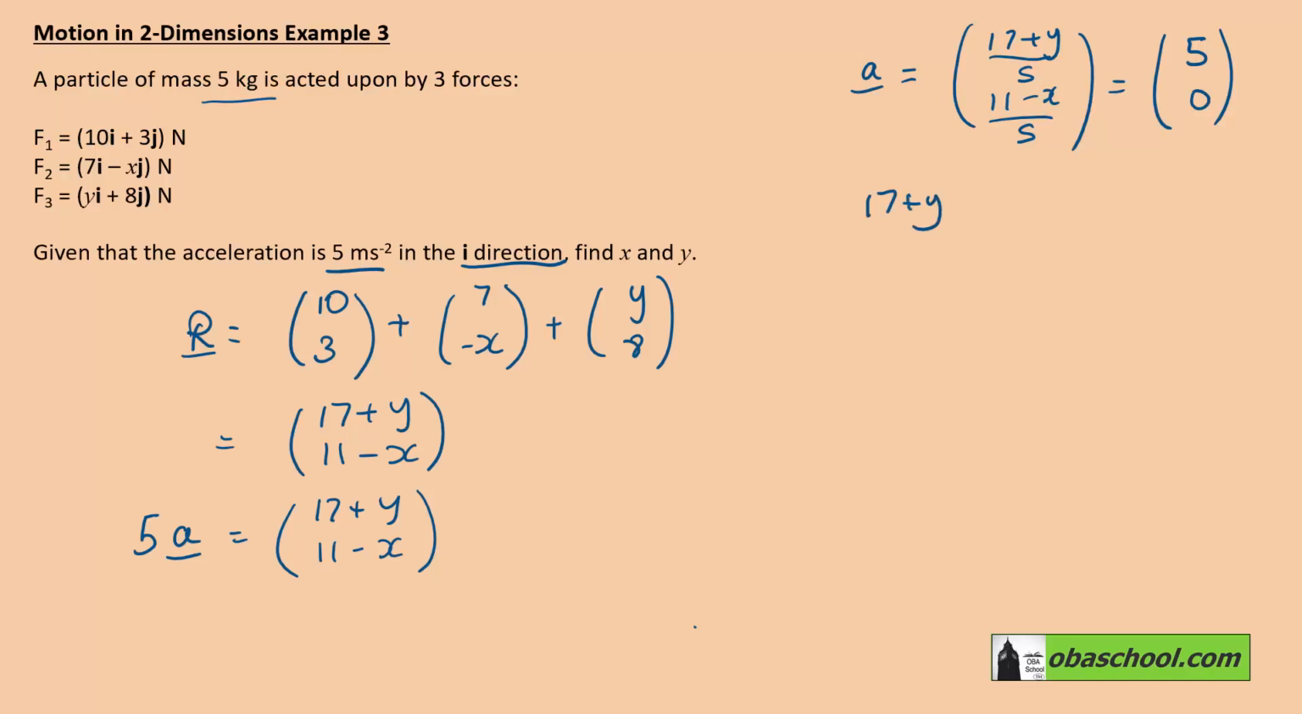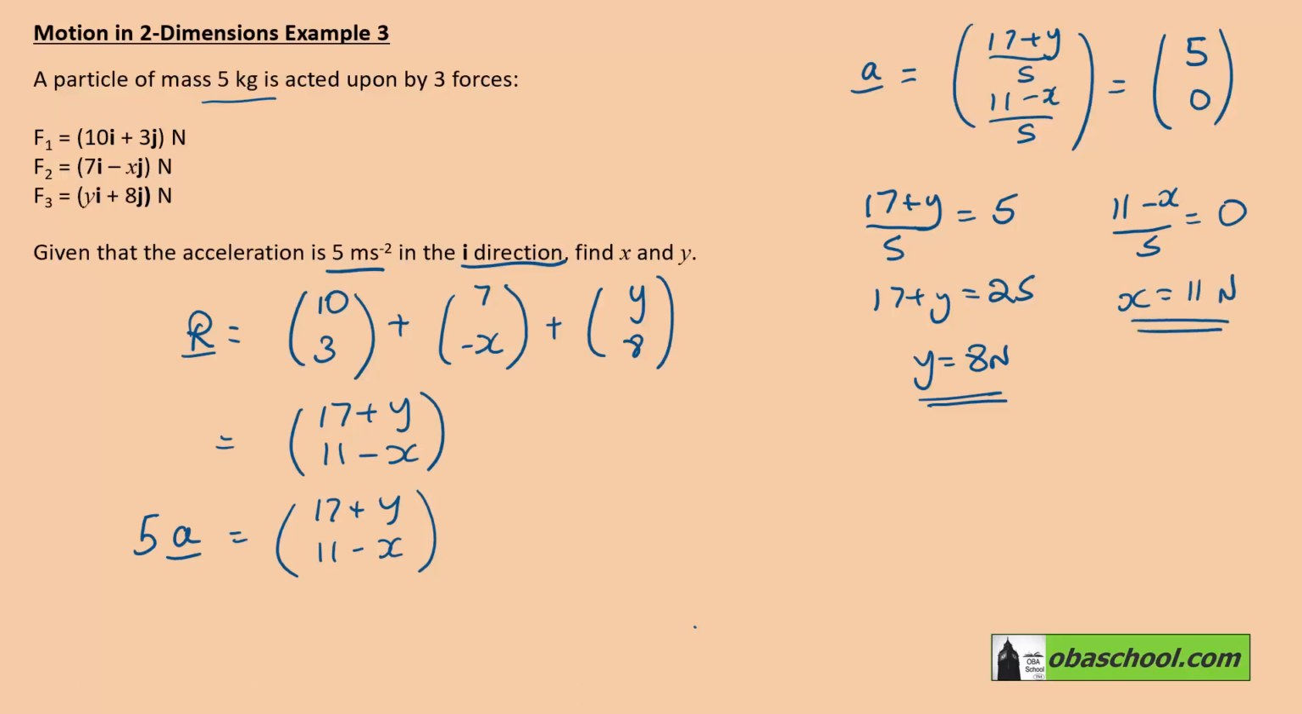So 17 plus y divided by 5 is equal to 5, which gives us 17 plus y equals 25, multiplying both sides by 5, which gives me y is 8. Of course, that would be in newtons because it's a force. And then looking here, we've got 11 take away x over 5 equals 0, and that can only happen if x is 11. Actually, we don't need the newtons on that because the newtons is outside here, so those are just numbers. y is 8, x is 11.